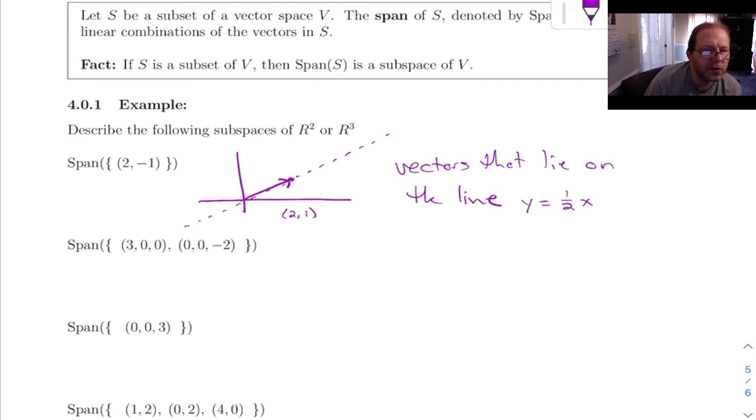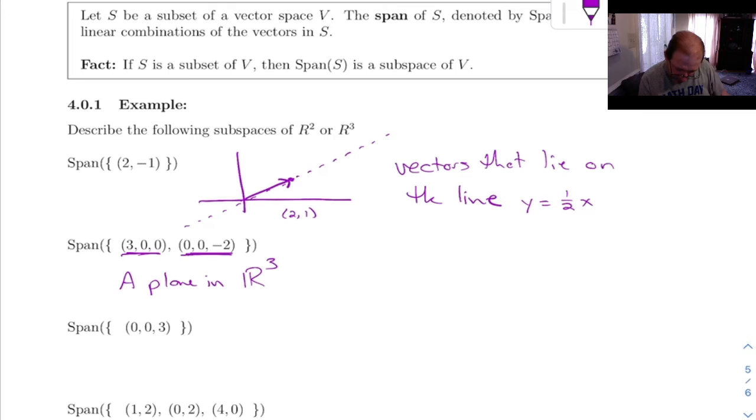What about this next one? The span in R3 of these two vectors. Notice they're not multiples of each other. So the span of these guys is a plane, a plane in R3. What about this next one? The span of this. Well, this is in R3, so it's just going to be a line in R3.